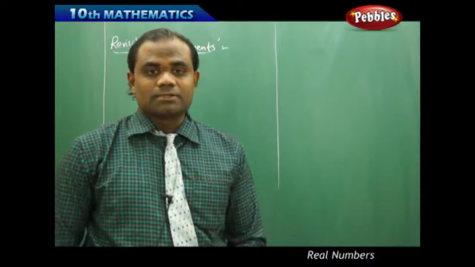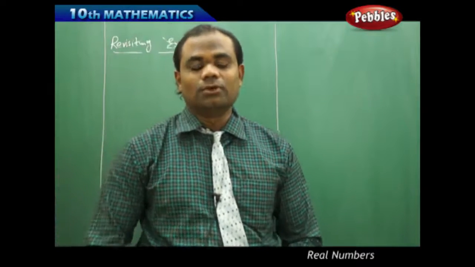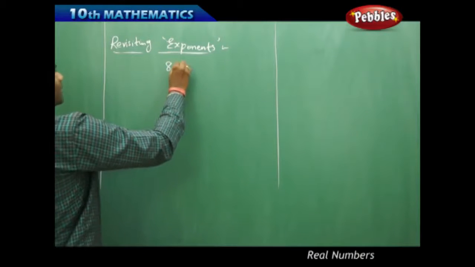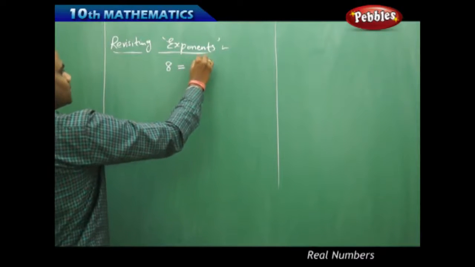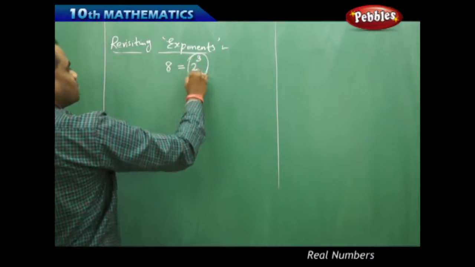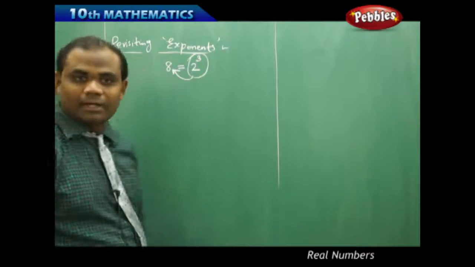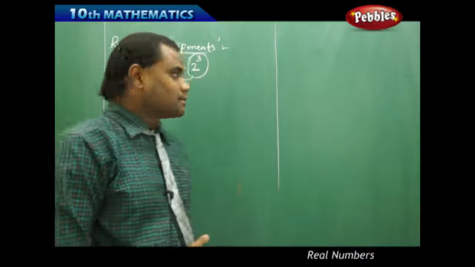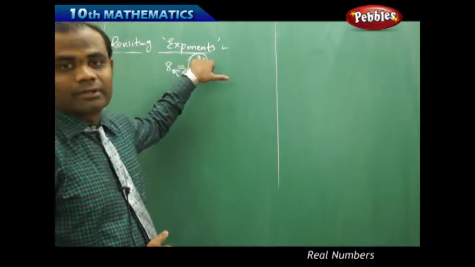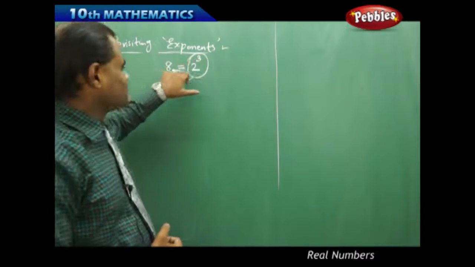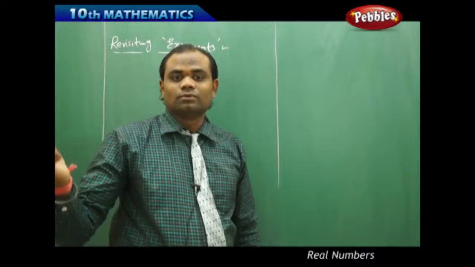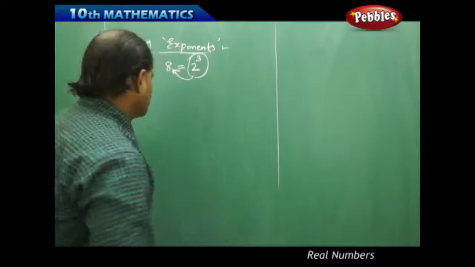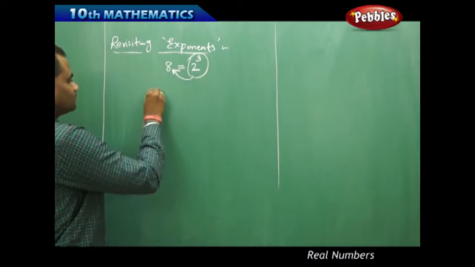Exponents are those numbers which are expressed in power form. The most simple thing is that if I have, say, 8, I can write this as 2 power 3, which is called the exponent form of writing the number 8. This is how we understand exponents. So 8 expressed in exponent form is 2 raised to 3.